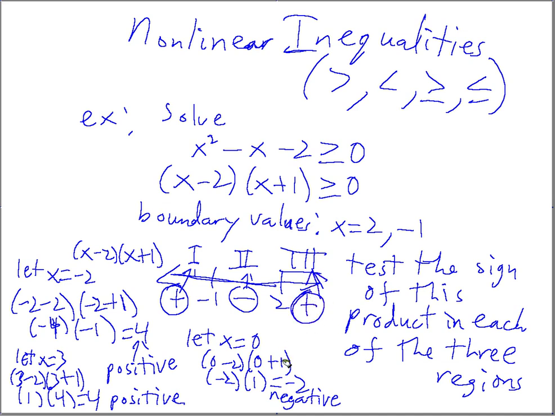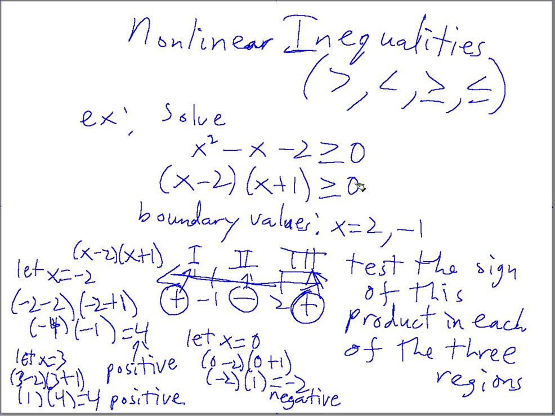All right. So these are the results of my sign chart. This is, by the way, called a sign chart. This whole thing here is called a sign chart. So for my sign chart, I have the following results. This product is positive in the first region. This product is negative for numbers plugged in from the second region. This product is positive for numbers plugged in from the third region. All right. So what do we want though as our solution? Well, remember we want this product, x minus 2, x plus 1 to be what?